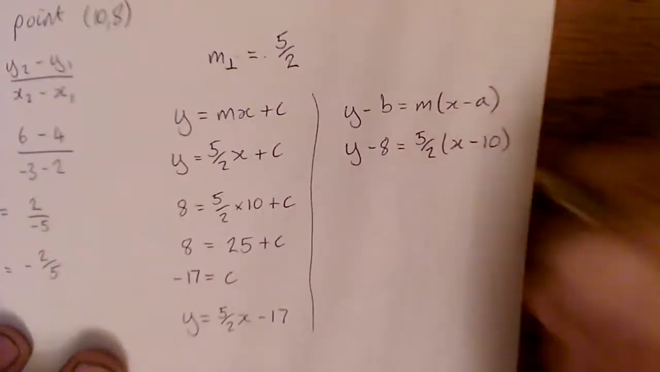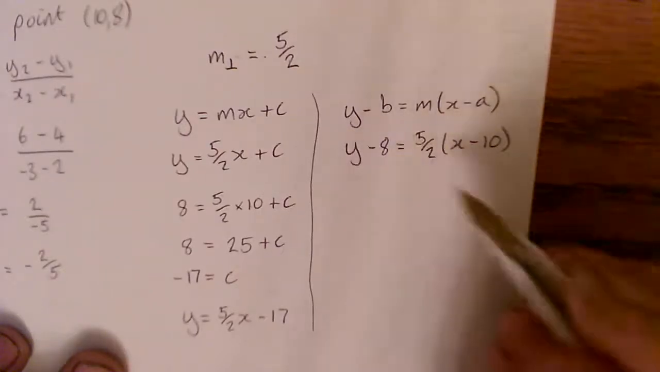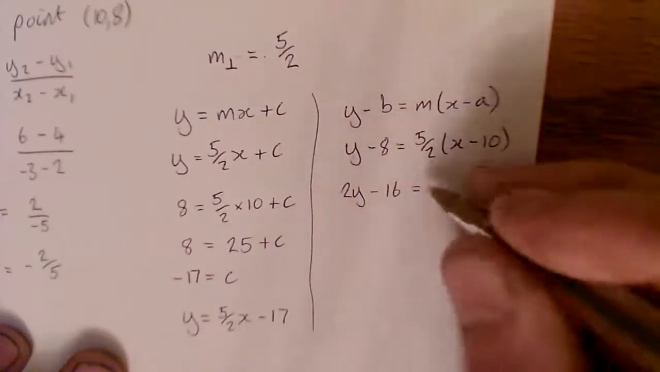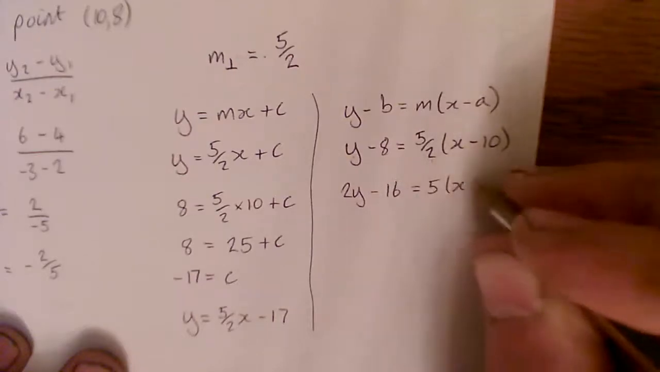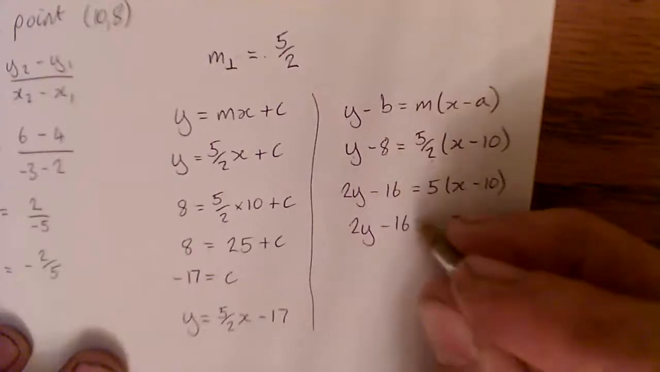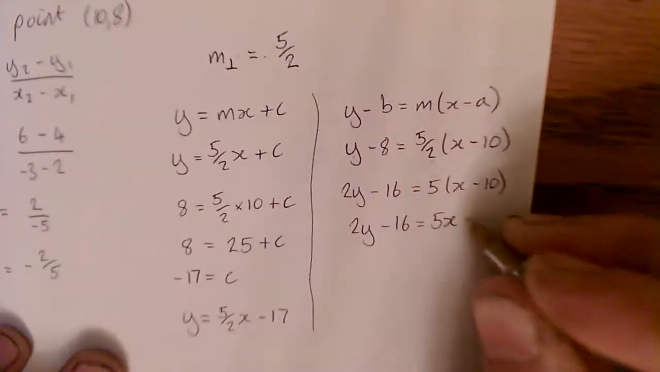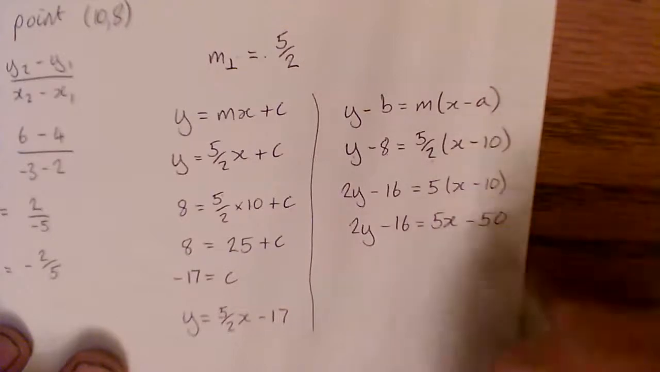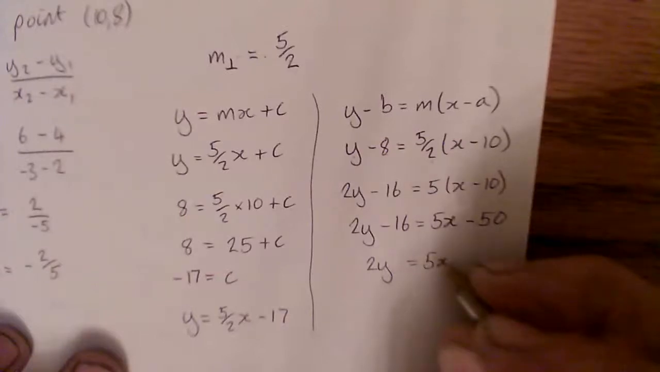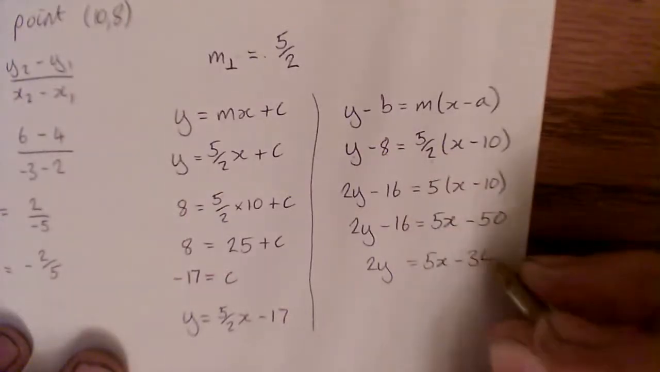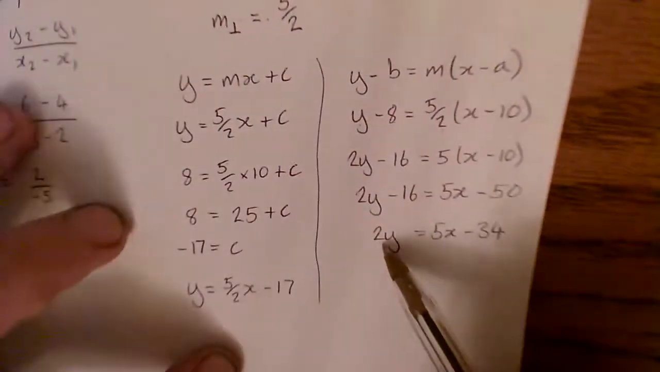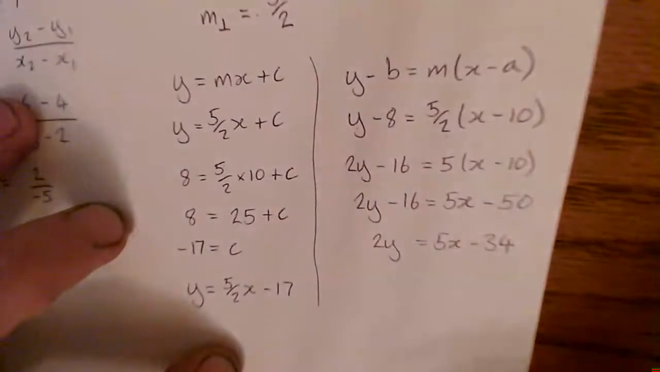minus 10). Multiplying through by that 2, so using that fraction trick again, we get 2y minus 16. So we need to multiply both by 2. 5 lots of x minus 10. That gives us 2y minus 16 equals, and expanding the bracket gives us 5x minus 50. Adding the 16 to both sides, we get 2y equals 5x minus 50 add 16, which is minus 34. And again, if we divide both sides through by that 2, we get exactly that formula there.